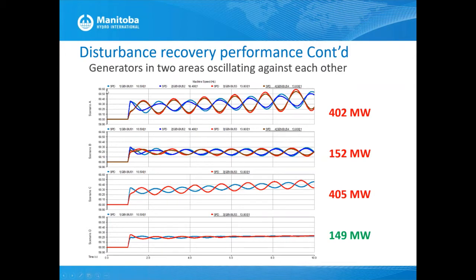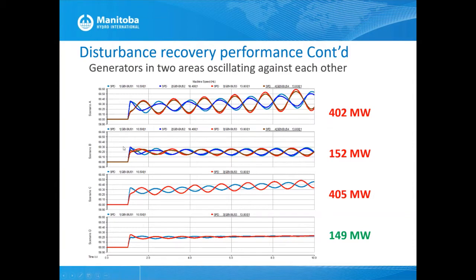So first, there are 4 subplots. The vertical axis shows the frequency of a generator rotor. And you can see when the fault is cleared, generators belonging to area 1, which are generator number 1 and number 2, shown in blue, oscillate against generators in area 2, which are number 3 and number 4 in red and brown. So you can clearly see the speeds of these generators are oscillating against each other.